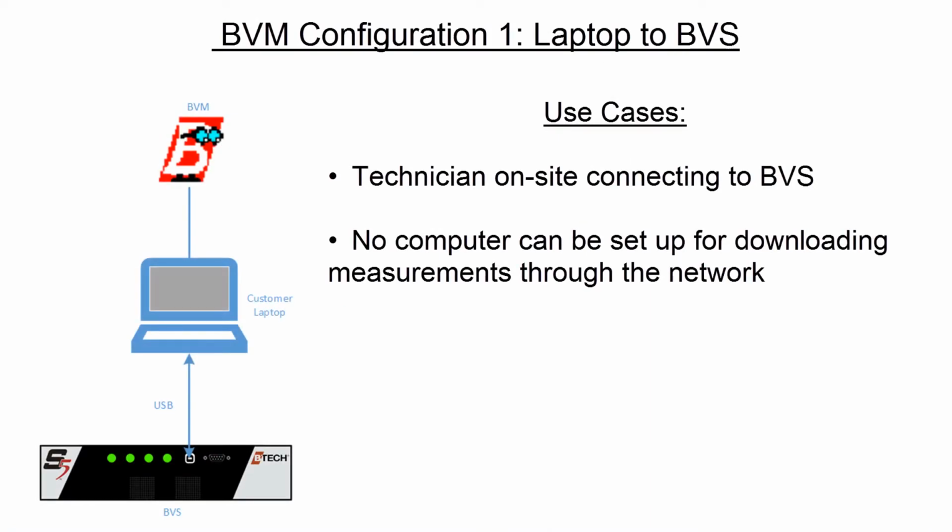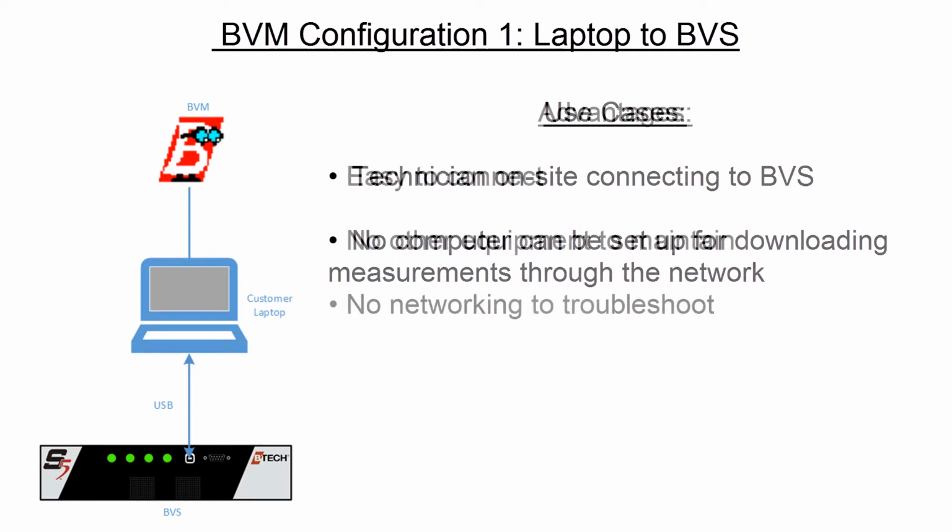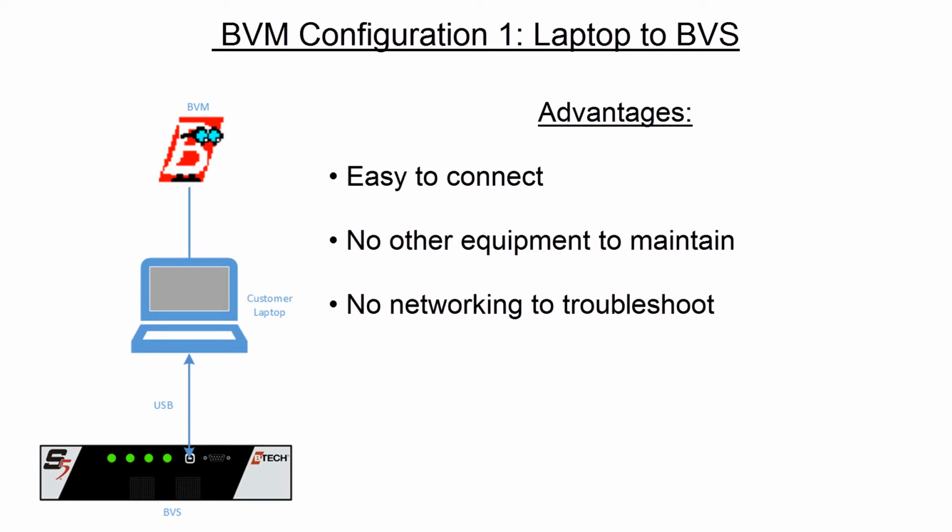The first configuration is the simplest form of communication with the BVS. This type of setup is typically used when a BTECH technician is on site for service or in a configuration where an external computer cannot be set up to communicate with the BVS. The advantages of this configuration are its simplicity in setup, its lack of external computer equipment to maintain, and the lack of network equipment to set up and maintain.